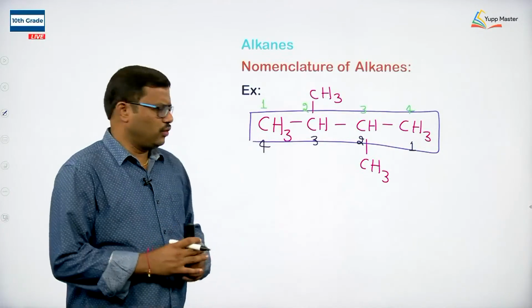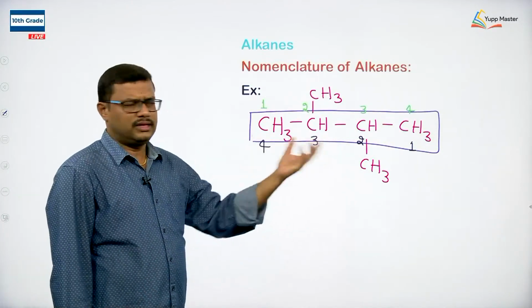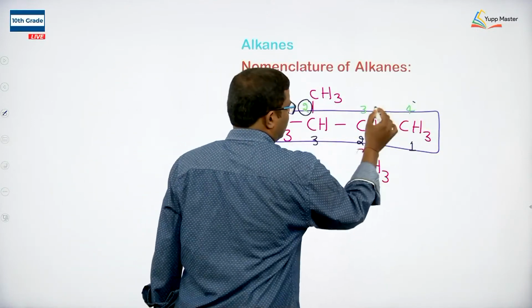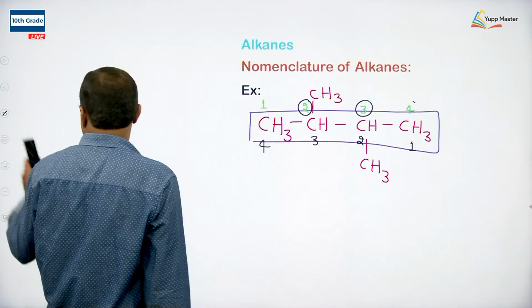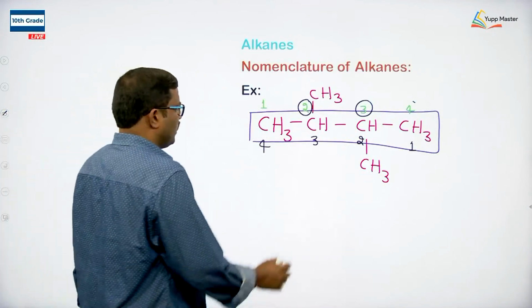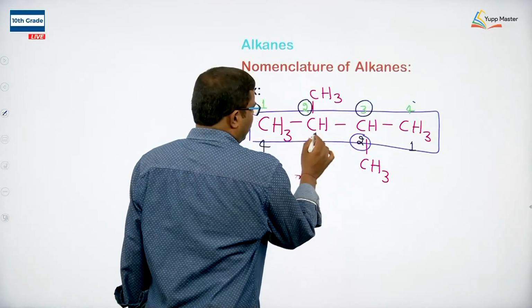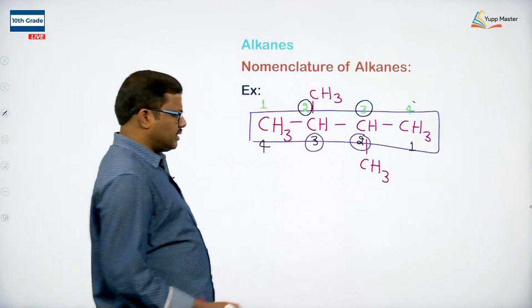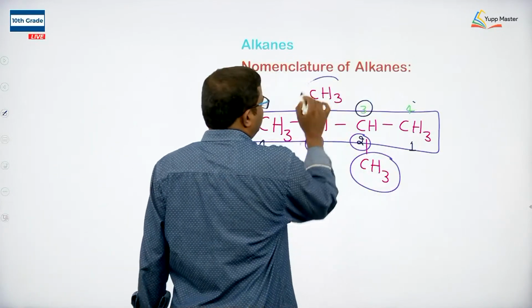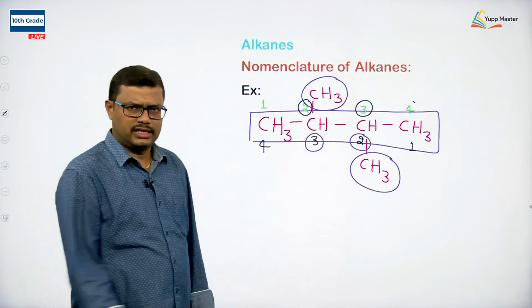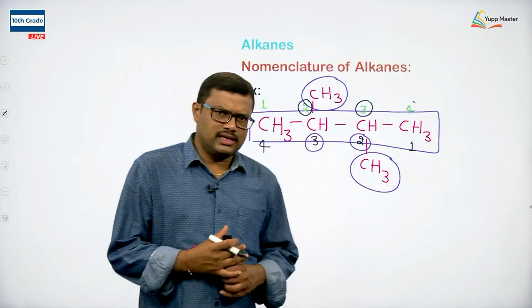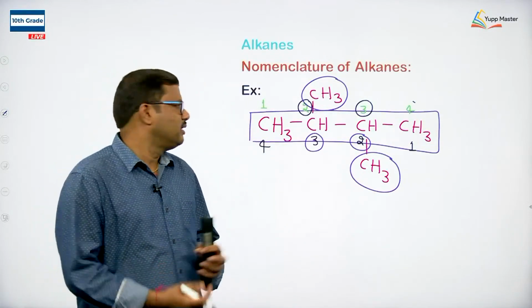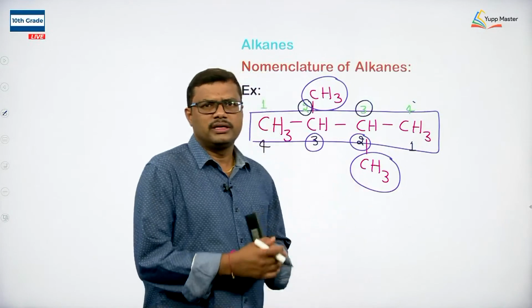In this case, if you go from left to right or right to left, the numbering will be the same. We have the substitution at the second carbon atom and at the third carbon atom, and in the other case as well, the second and third carbons have the substitutions. Now, what is the substituent group present on this chain? It is CH3. Methane minus one hydrogen, we call it methyl. Alkane minus hydrogen, we call it alkyl. So methyl substituents are present on this carbon chain.